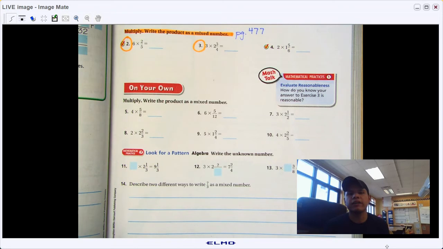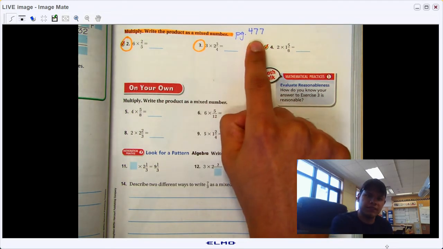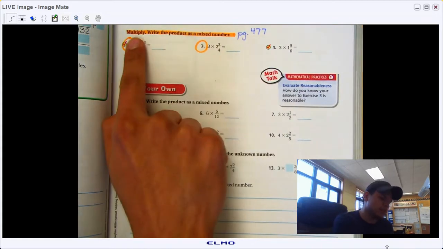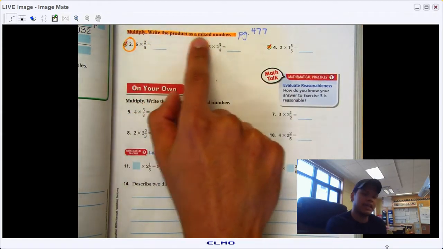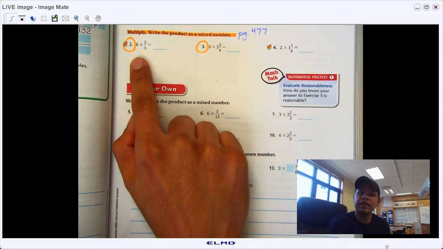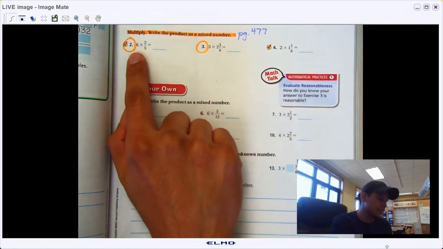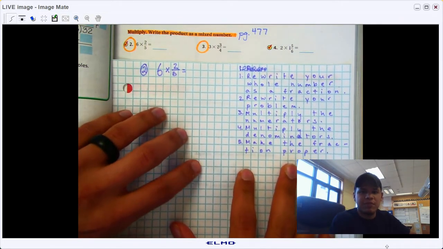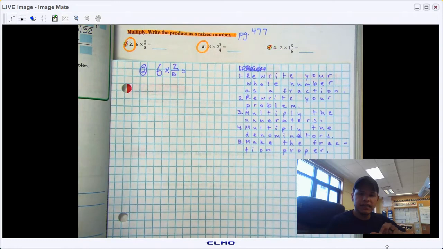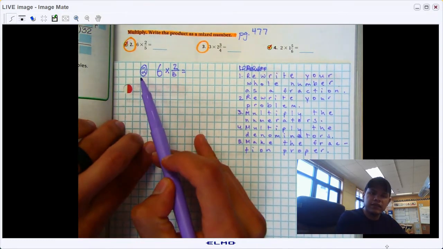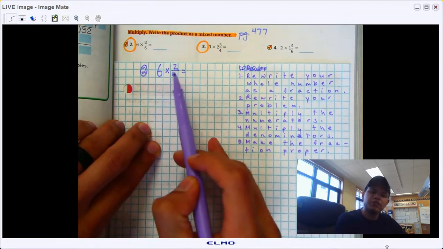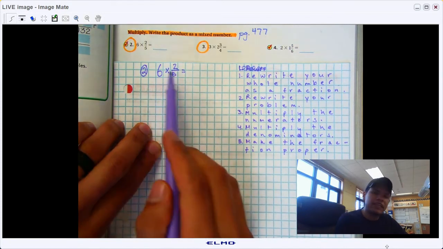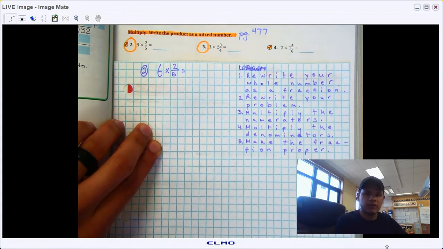All right, let's take a look at a couple of examples in your GoMath book. I'm on page 477. The instructions read, multiply. Write the product as a mixed number. Let's take a look at example number 2. 6 times 2/5. Now, this is definitely not enough space for me, so that's why I have this graph paper right here. So as you can see, I am circling the problem number that I'm on, and I'm going to do my very, very best to make sure that each number goes in the correct grid square, okay?